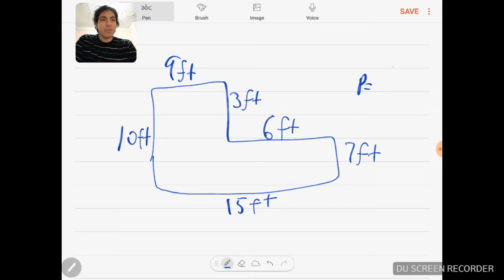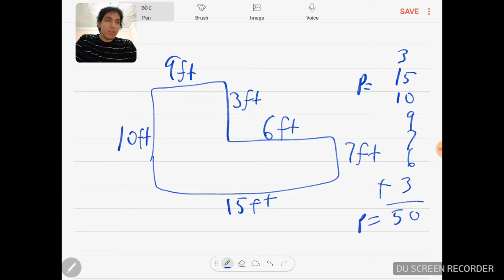Now, if I do the perimeter, I get 15, 10, 9, 7, 6, 3. I add up everything. I have 14, 21, 27, 30, 50. My perimeter is 50 feet.